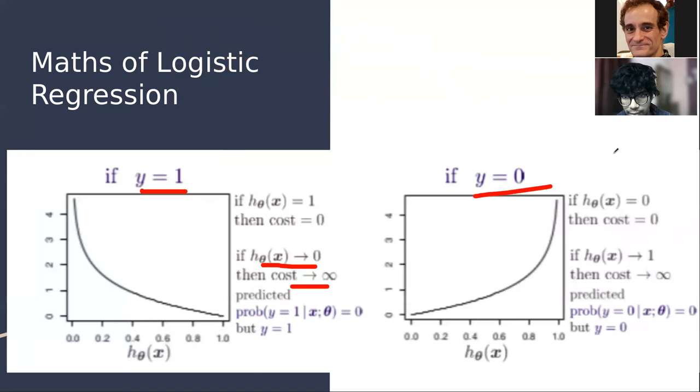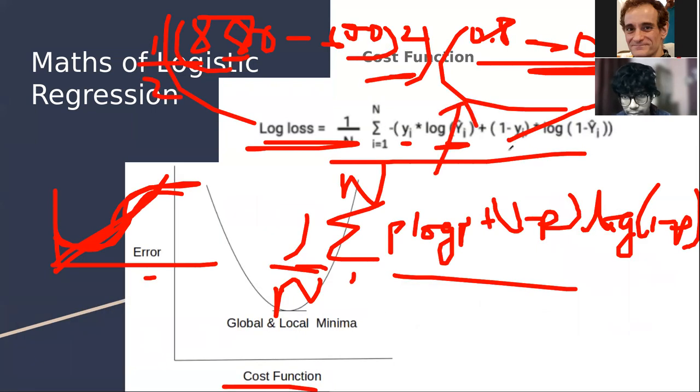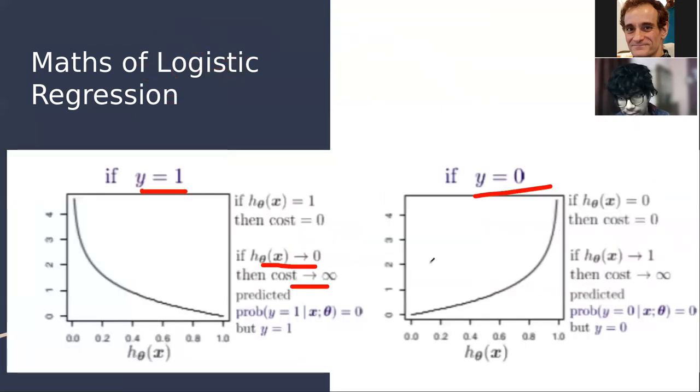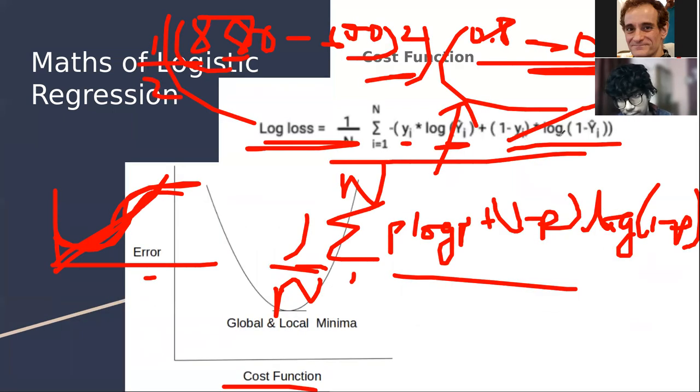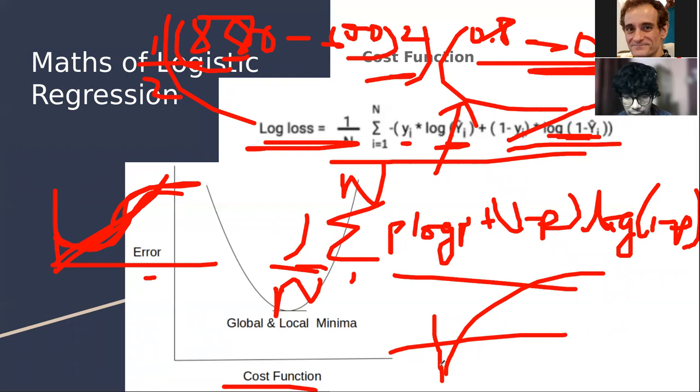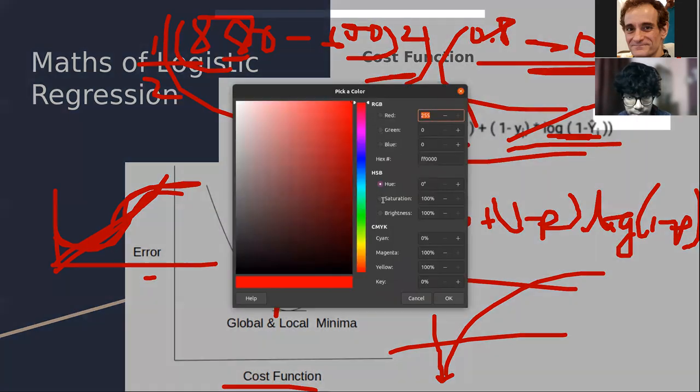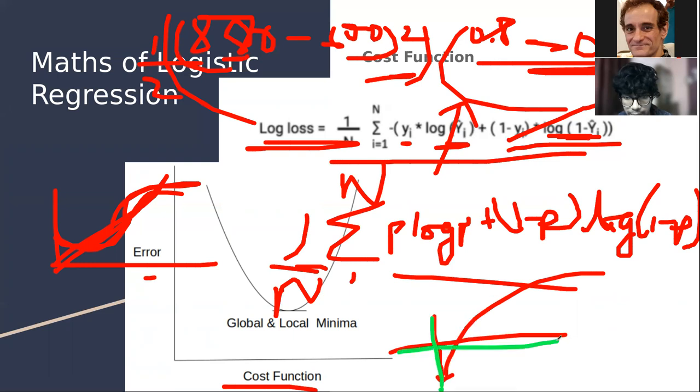And the other way around, if y equals 0, this term is removed. You have (1 minus y) log of (1 minus h). So if h theta is approaching 1, how can this approach infinity? What's the curve of log? This is the logarithmic curve, right? When does log reach a value of 0? Log 1 is always 0, and log 0 is minus infinity.